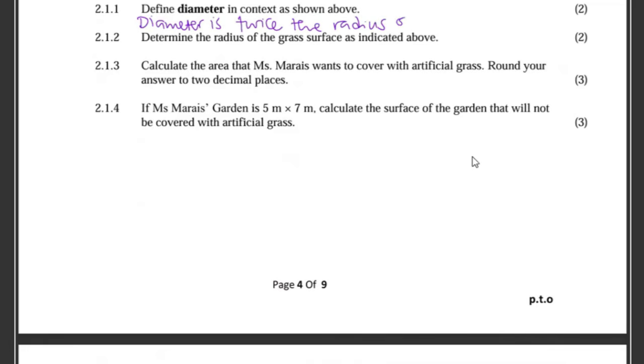Twice the radius what? Of the artificial grass or of the circular garden. That's fine. Determine the radius of the grass as indicated above. Now, take note, radius will always be half the diameter. So they have given us the diameter as 3 meters. We shall divide by 2. Answer becomes 1,5. Don't forget the units. Please, this is measurements. So 1,5.